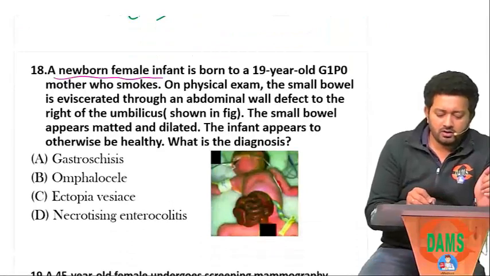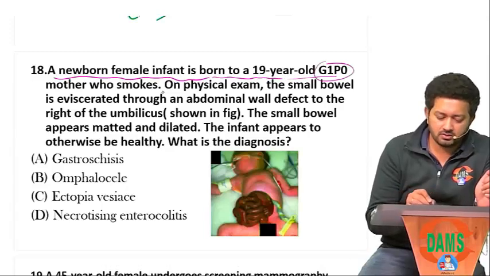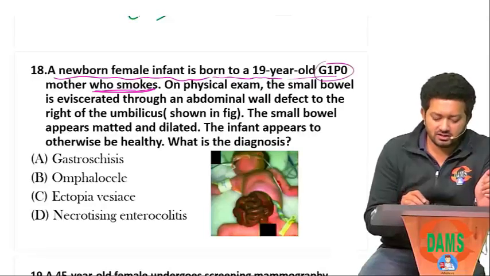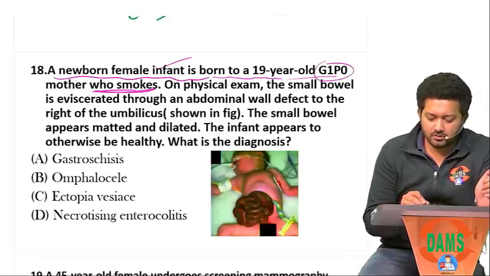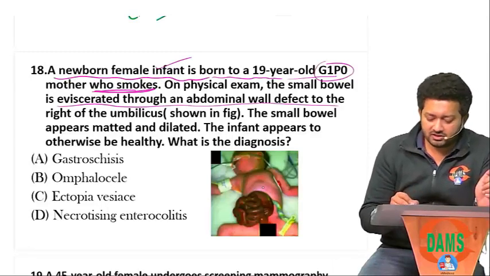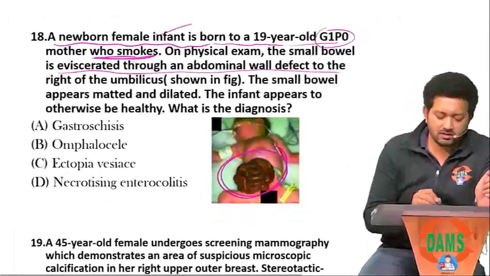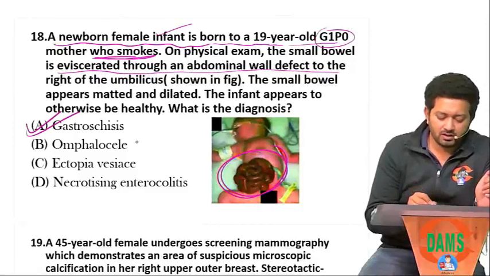A newborn female infant is born to a 19-year-old gravida 1 para 0 who smokes. So there is history of smoking, female born. Small bowel is eviscerated through the abdominal wall, which is shown in this. So what is this condition? This is a condition known as gastroschisis.